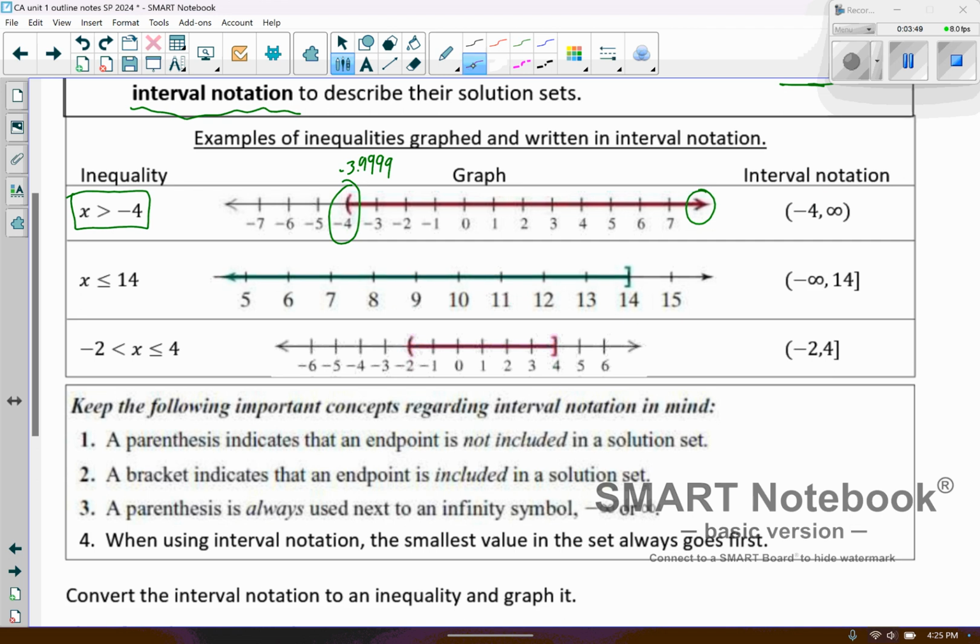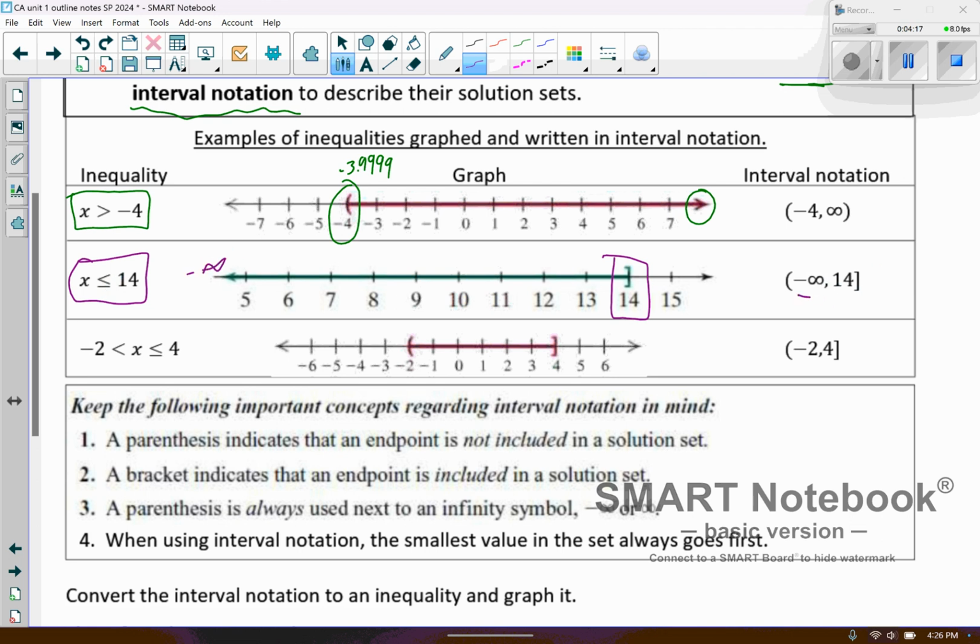Let's look at another example. Here we have x is less than or equal to 14. Since it's less than or equal to, we use a bracket around the 14 on the number line. That little bracket indicates that the 14 is included. And then we want all the numbers that are less than 14. So it's unbounded this time, but going to the left, which would be going towards negative infinity.